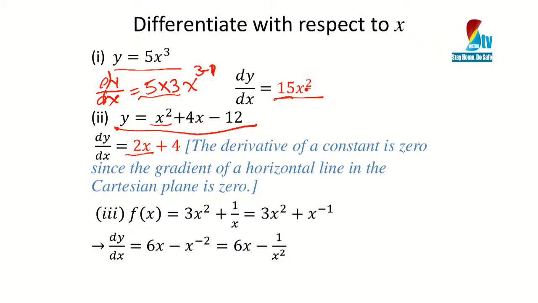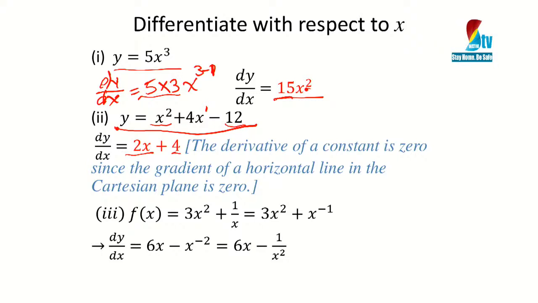And then we differentiate 4x. Because the power here is 1, it's going to be 1 times 4, which gives us 4, and then 1 minus 1 gives us 0. Anything raised to the power 0 is equivalent to 1, so we get 4.